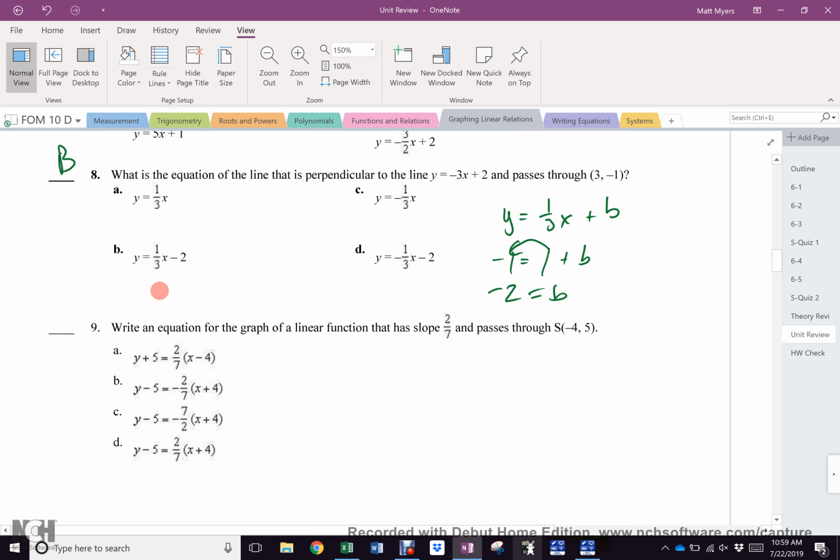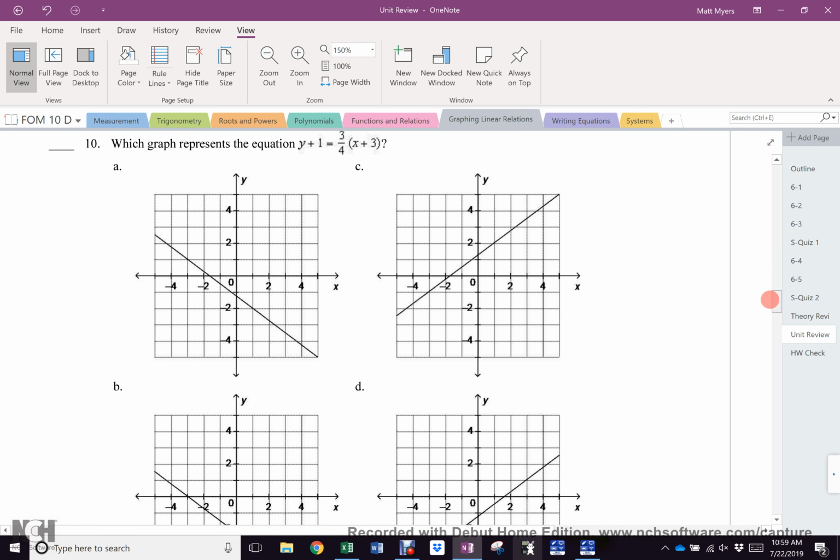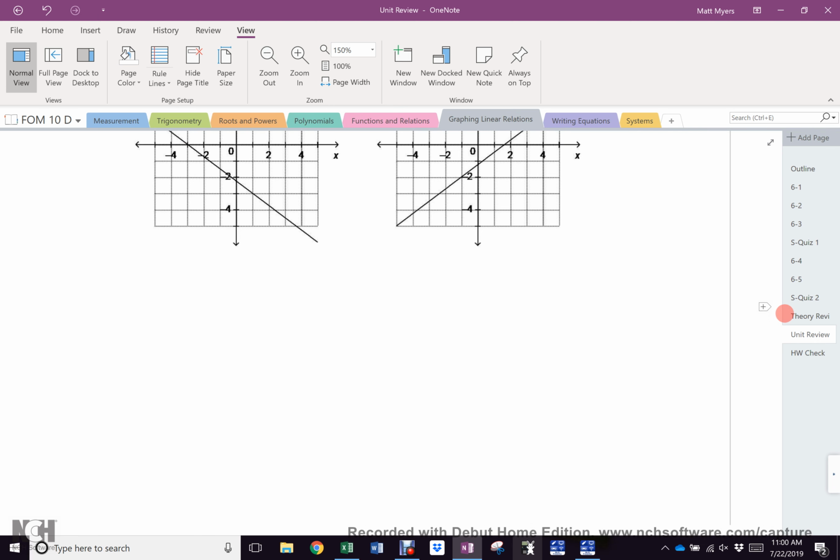Number 9. D. Because you need the opposite points there, yes? 10. Oh, 10 doesn't all fit on the screen. What is it? I got a C. Anybody agree or disagree? You agree? It is C. As in, none of you are going to get C's because you all seem to be doing very well.